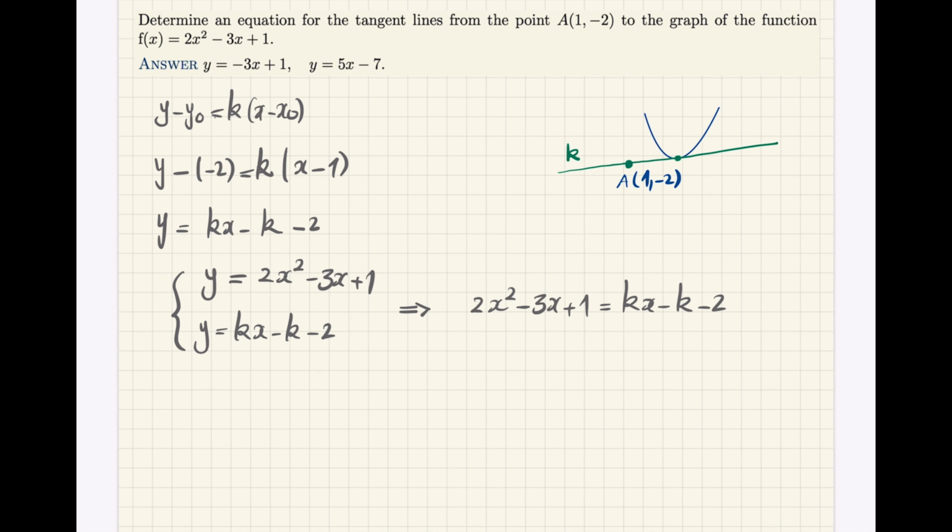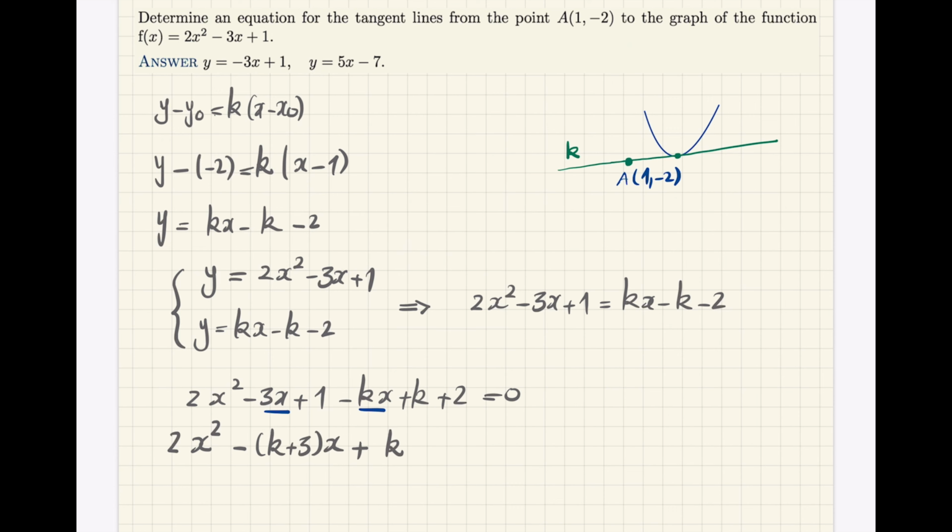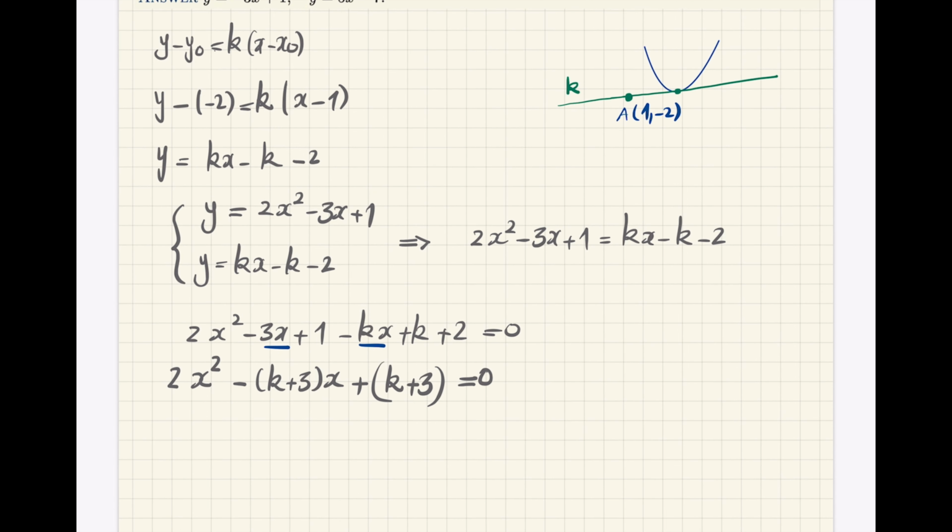It's simple. I just arrange it in a standard quadratic form. By standard, I mean I move everything to the left. So it becomes 2x squared minus 3x plus 1 minus kx plus k plus 2 is equal to 0. It's not standard yet. Standard means that I have to have one quadratic term, and then between these two I can factor a negative x out. So it becomes negative (k plus 3) x. And then I will have k plus 3 as my constant term.